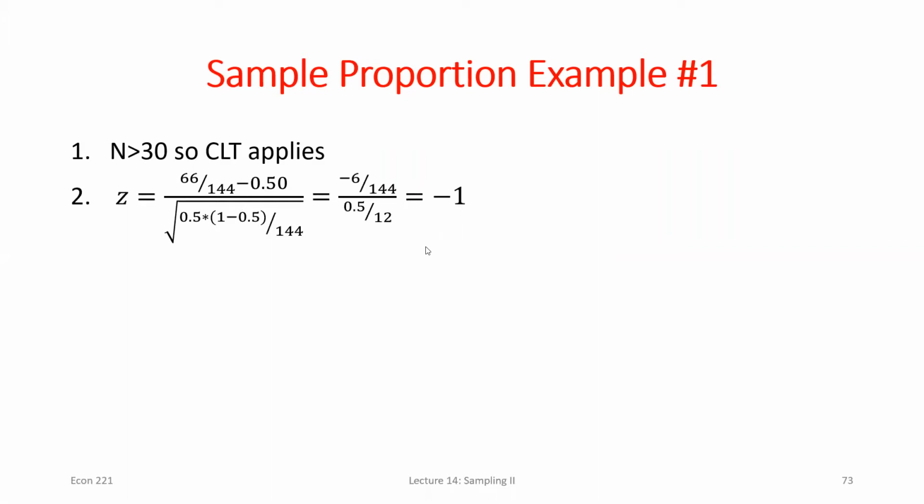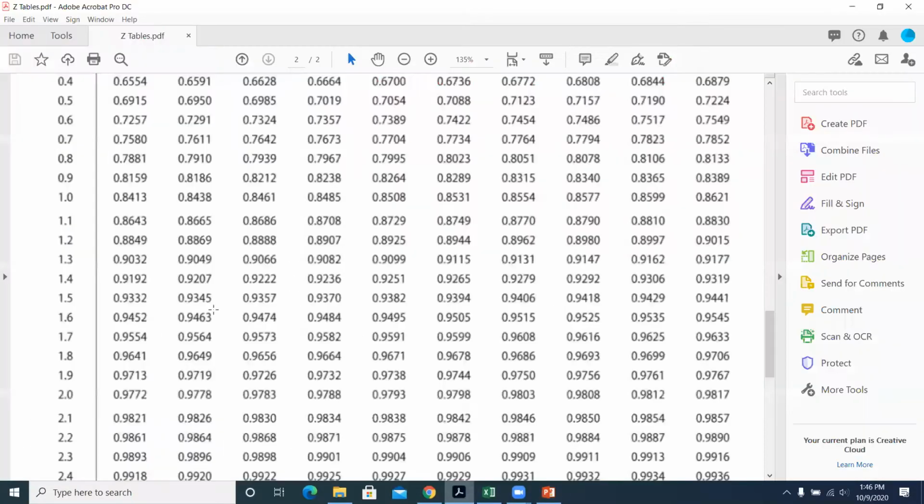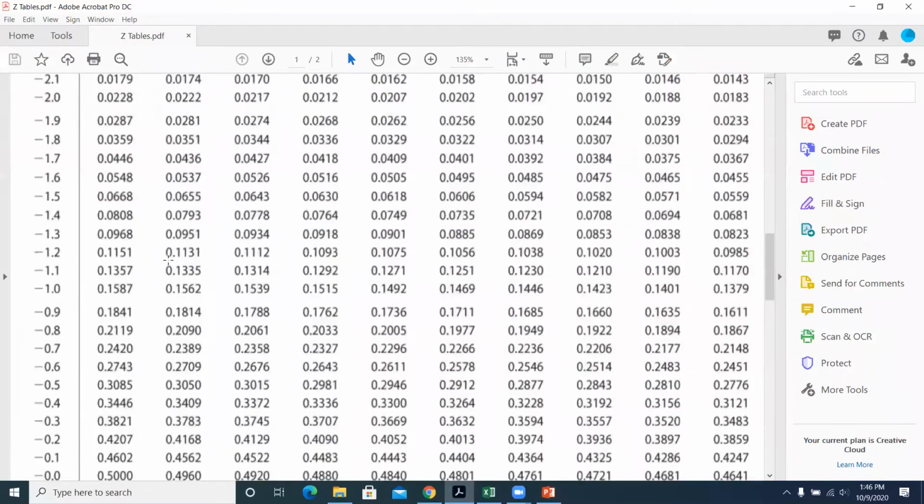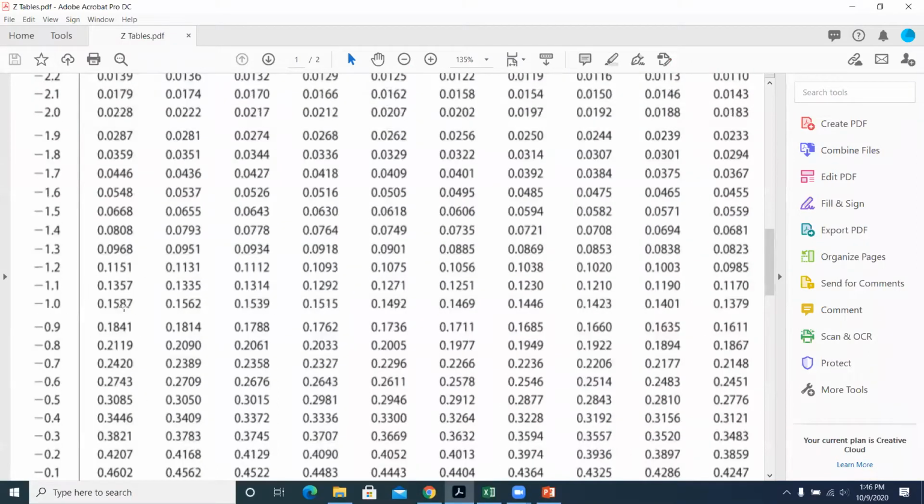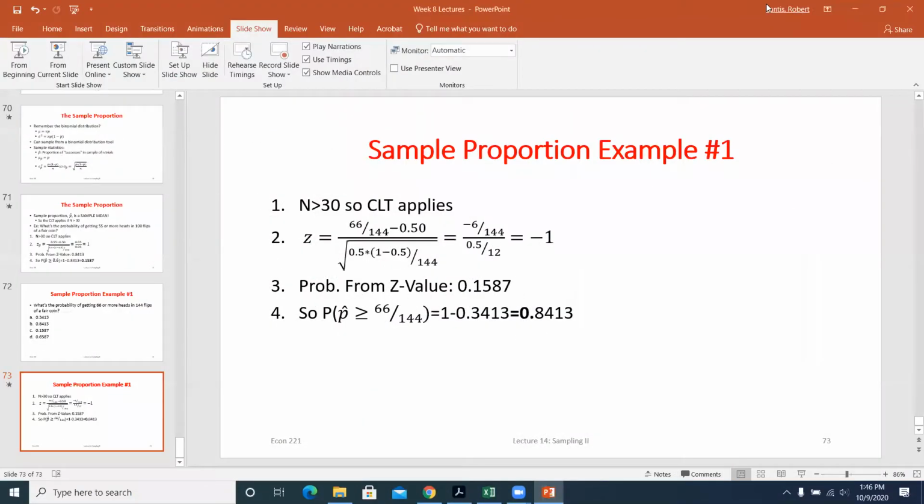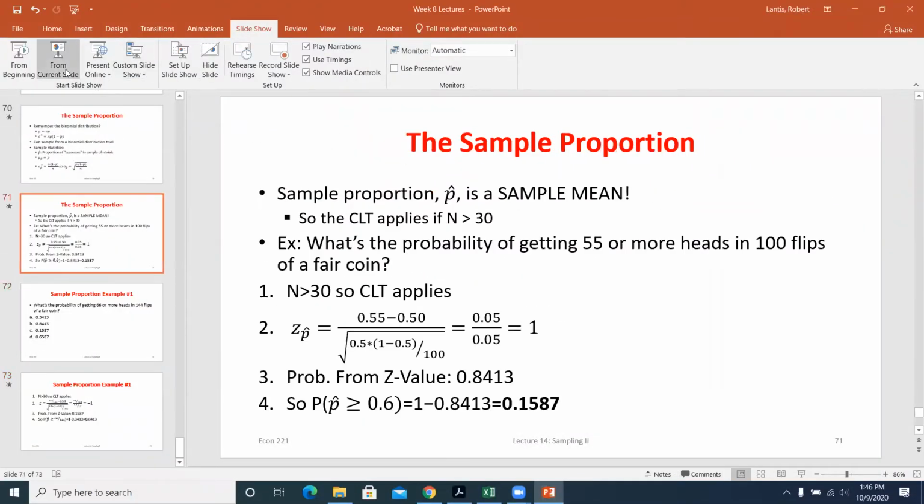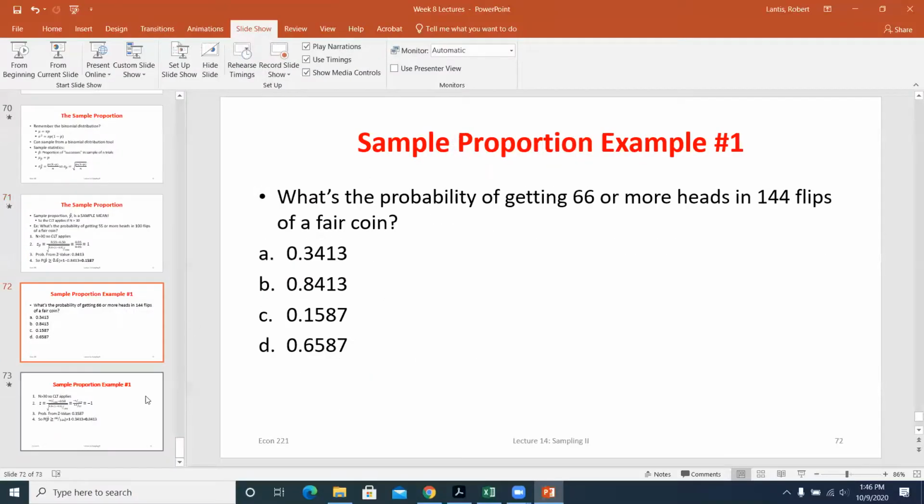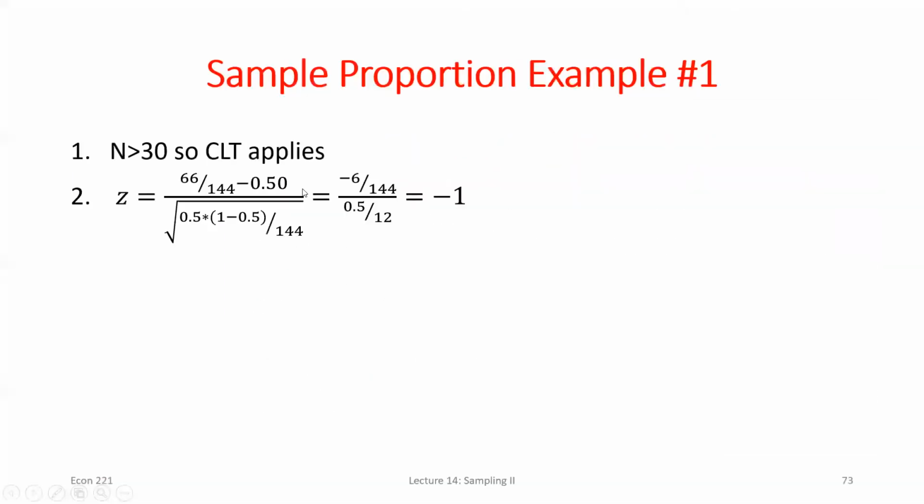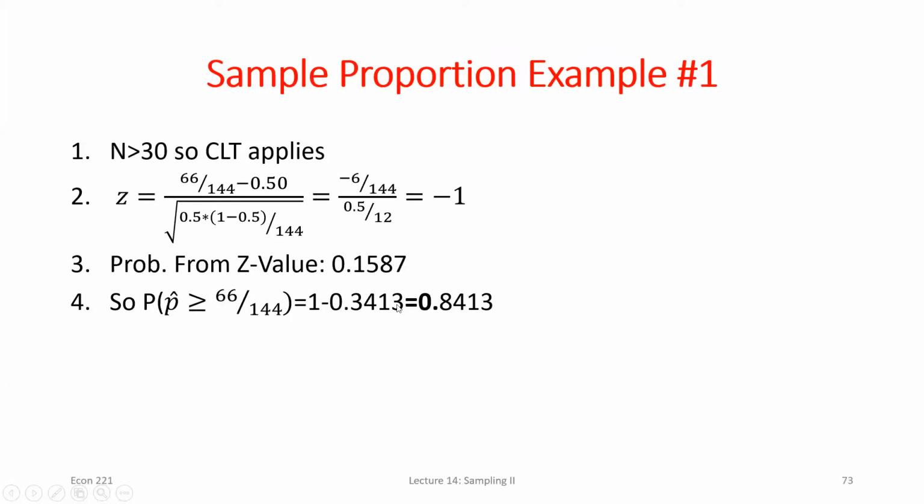Where are we at in time too? Oh, wait, we're good. So I look up that z-score of -1.00, and it's 0.1587, so the area to the left. Oh my gosh, I got to get a less sensitive mouse. There we go. It's 0.1587. I then subtract that from 1, and I get my answer of 0.8413, okay?